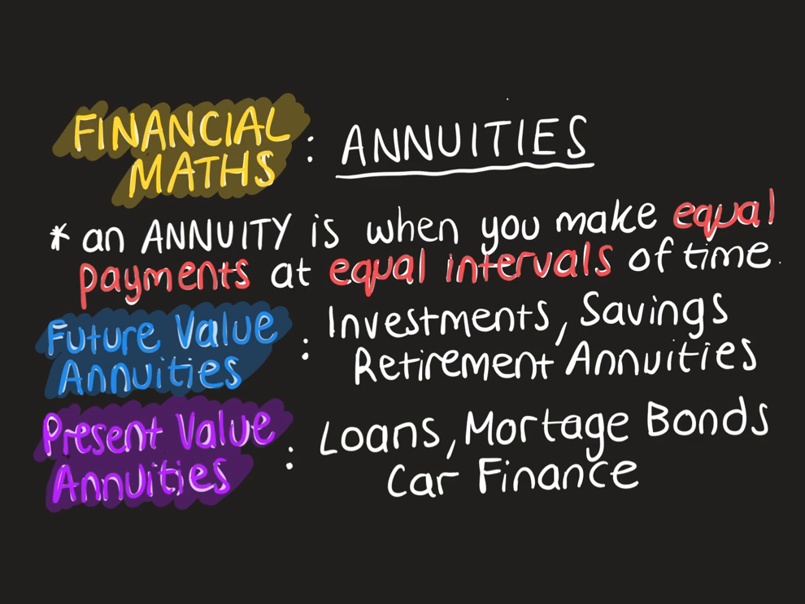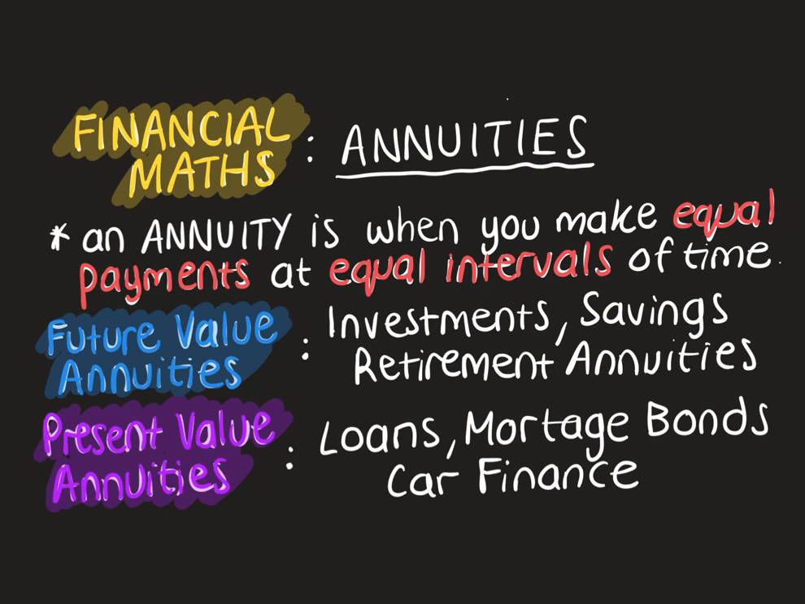Now, before I explain exactly what a future value annuity is, here is how we recognize which type of annuity a scenario is. We say to ourselves, if I'm making equal payments at equal intervals, are those equal payments making my amount a bigger value in the future, or are they making a present value decrease over time to a much smaller or zero value in the future? So let's look at a scenario.